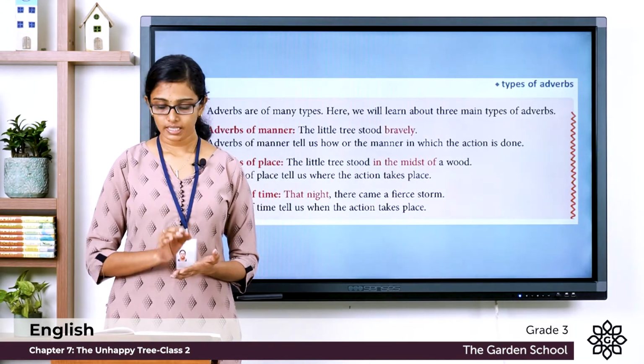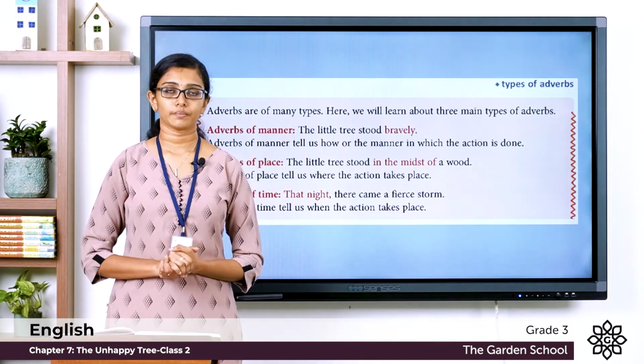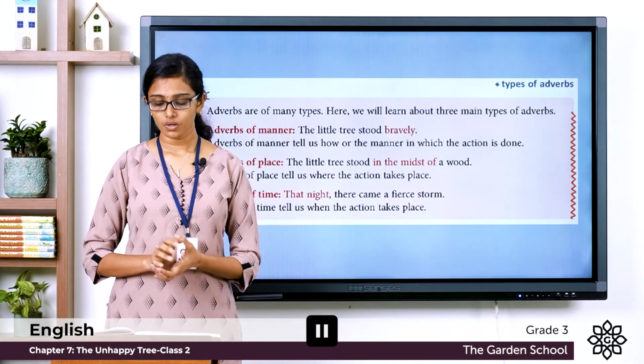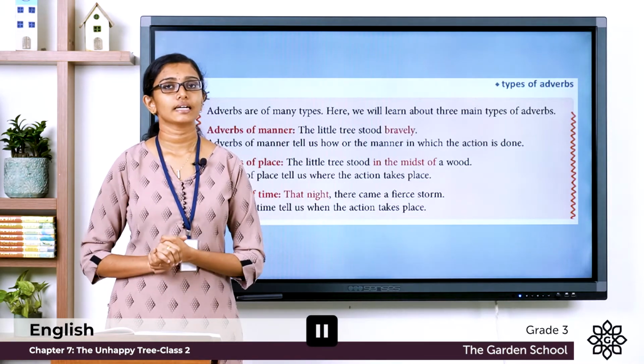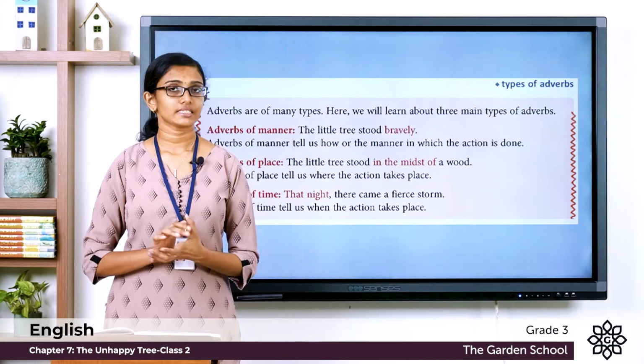Adverbs of manner, time and place from the story, and then you have to fill in this table. You do this as an activity now. Please pause this video, complete the table and then come back. Hope you are done with that exercise. Now, let's discuss the answers.